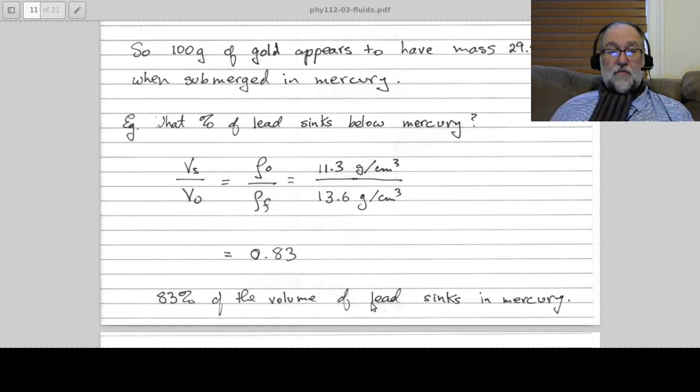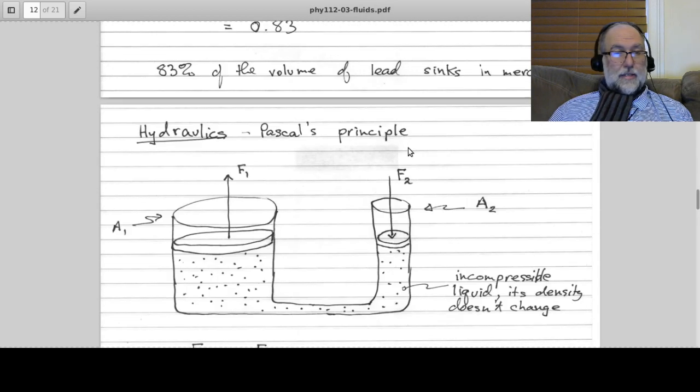So 83% of the volume of the lead will be below the mercury fluid line. Most of it's below, but there's a little sliver on top. Precisely, 83% of the volume is below the mercury, and I guess it would be 17% above. Okay? All right.